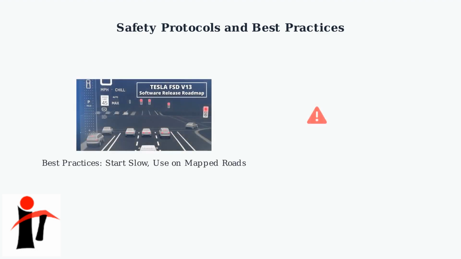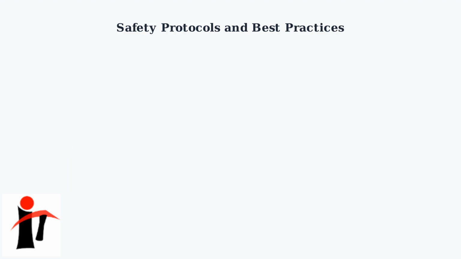For best practices, start using FSD in low traffic areas and stick to highways or well-mapped roads. Avoid adverse weather conditions that can impair the cameras. And remember that consistent use helps the system learn from your driving patterns. Most importantly, remember that you are always responsible for the vehicle's operation. FSD is not perfect and can make mistakes, so stay alert and be prepared to intervene at any time.